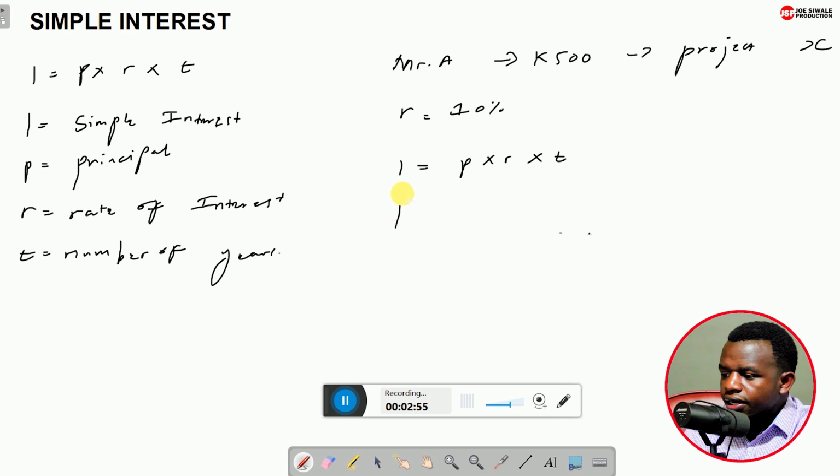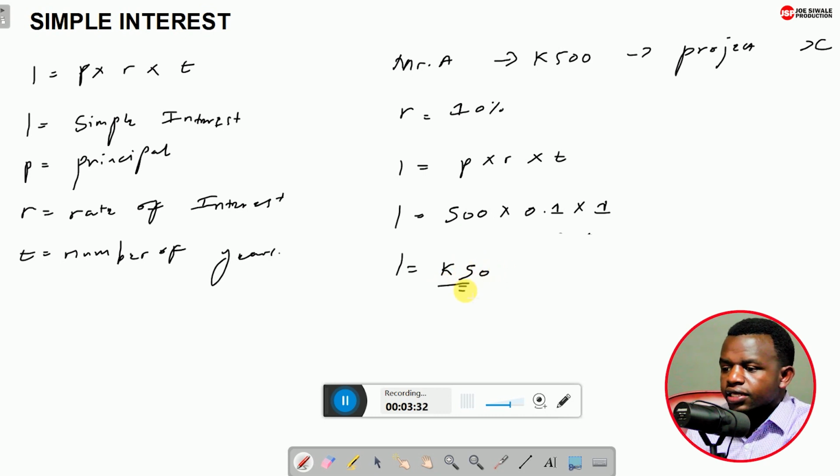So simple interest is equal to P, that's the principal, and the principal is 500, multiplied by the rate, which is 10%, so that's 0.1, multiplied by the T. We are just calculating simple interest in the first year, so here we can say 1. So simple interest is equal to 500 multiplied by 0.1 multiplied by 1, and we're going to have 50 kwacha. So that's going to be the simple interest in the first year.